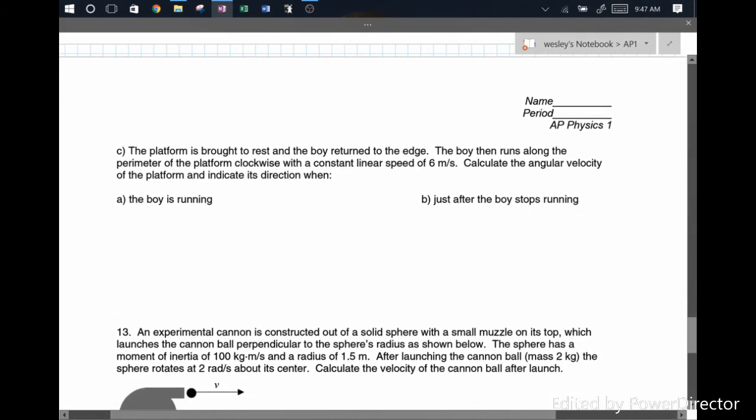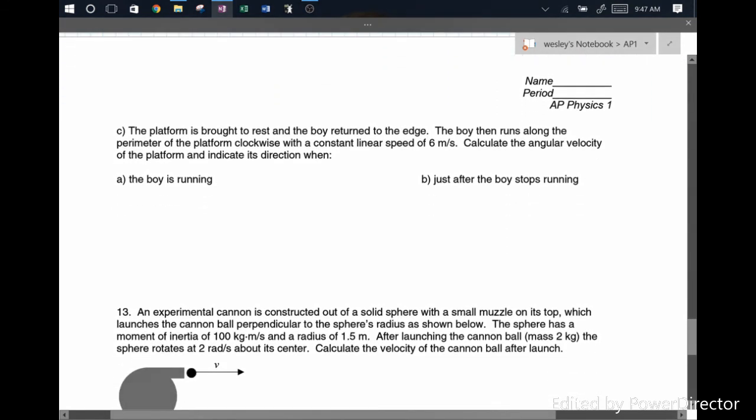Platform is brought to rest. The boy is returned to the edge. He then runs along the perimeter of the platform with a constant linear speed of 6. Calculate the angular velocity of the platform and indicate its direction when the boy is running and when the boy stops running. So, if it's brought to rest, the initial angular momentum of the platform-boy system is 0.